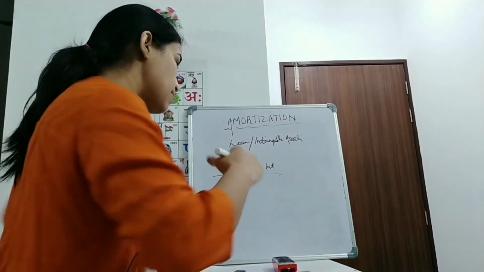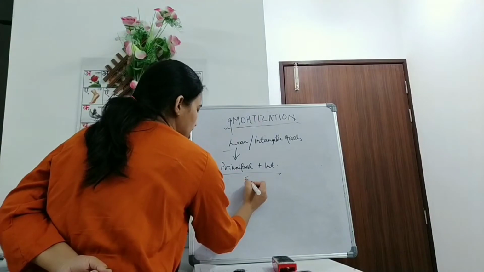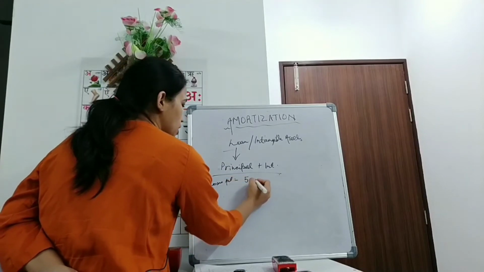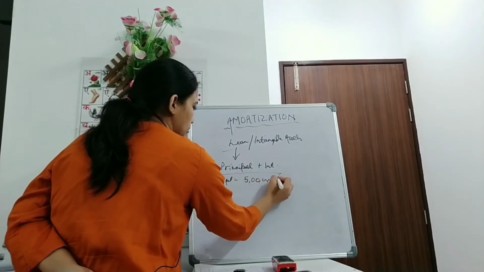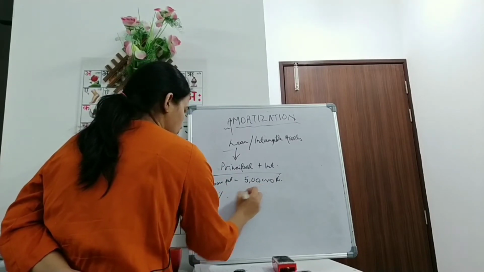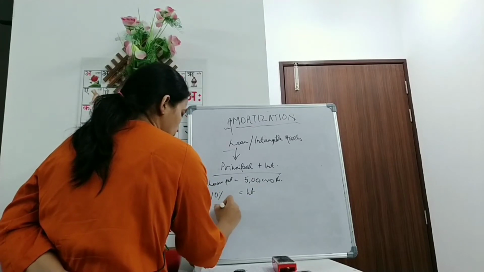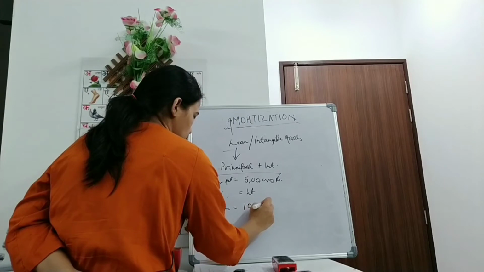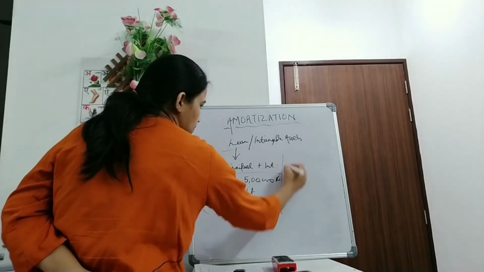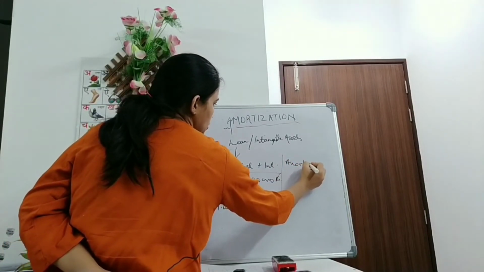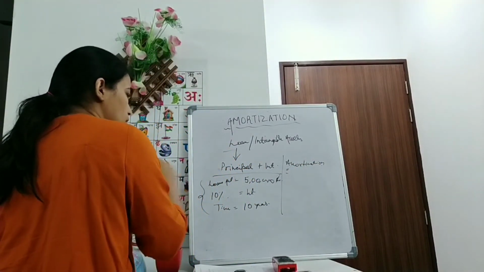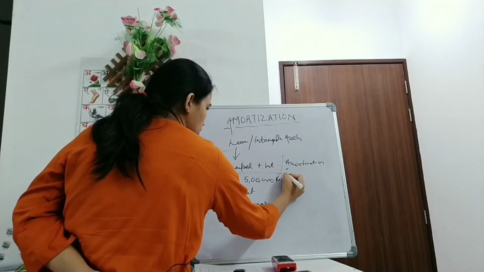So let's take an example. Like if a company has taken a loan amount of 5 lakh rupees on an interest of 10% for 10 years, say time 10 years. So the company will calculate the amount of amortization or the installment as per the straight line method. So how will the company calculate the amount of the loan?